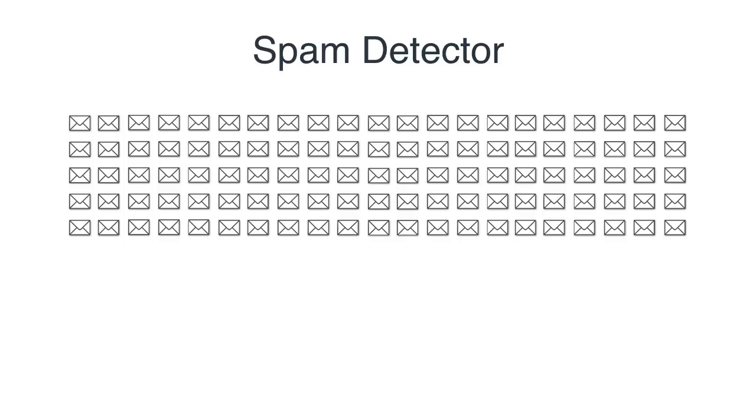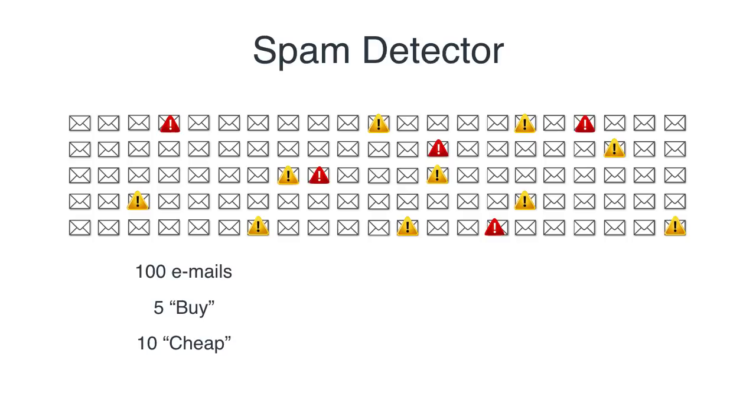So let's look at a slightly larger data set. Let's say we have 100 emails. So this is a different set than the first one. We have 100 emails, and let's say that 5 contain the word buy. And let's say that 10 contain the word cheap, and they don't overlap. However, what do you think would be a sensible number of emails that would contain the words buy and cheap?